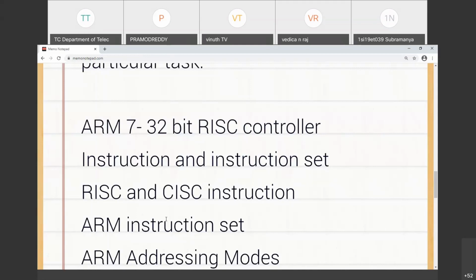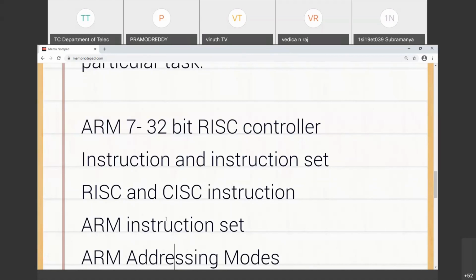Now another term came. What is that? Addressing mode. What do you mean by addressing mode? I understood what is instruction and what is instruction set. What is addressing mode? Addressing mode is the various ways of specifying the operand. The various ways of specifying the operand is called addressing mode. Now you understand the meaning of addressing mode. RISC architecture has few addressing modes. CISC architecture has large addressing modes. Addressing mode means the various ways of specifying the operand in an instruction.